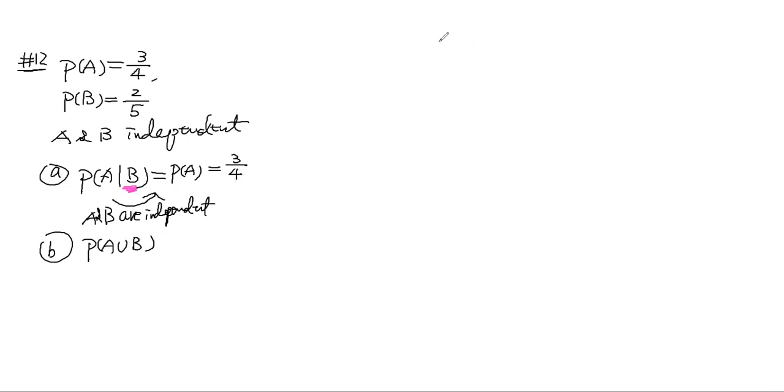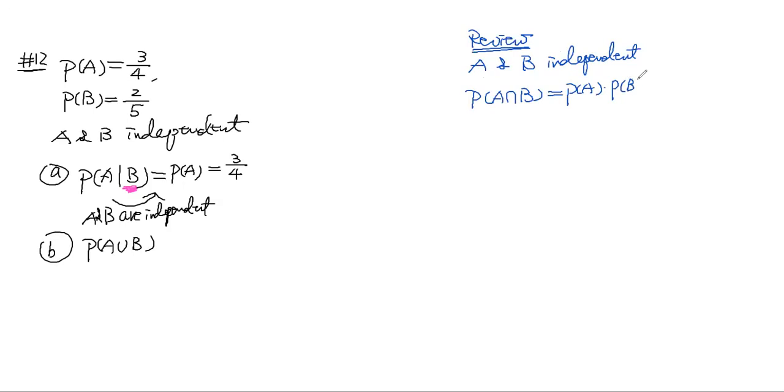Okay, so now part B, they want to find the probability of A union B. Let's try to refresh some of our formulas here. So we said if A and B are independent, we have a few things, right? That means A intersect B will be equal to the probability of A times the probability of B, okay? And also we have what we call the addition rule.